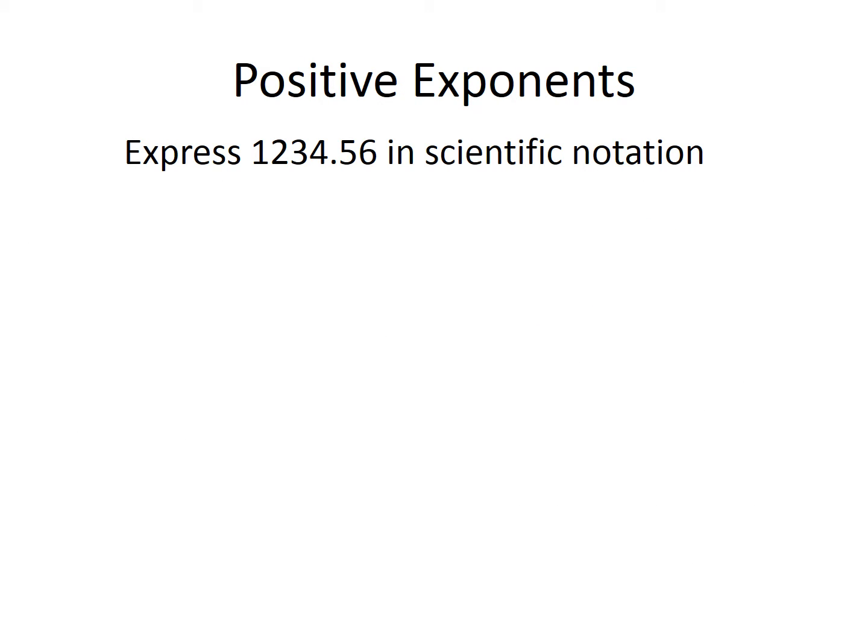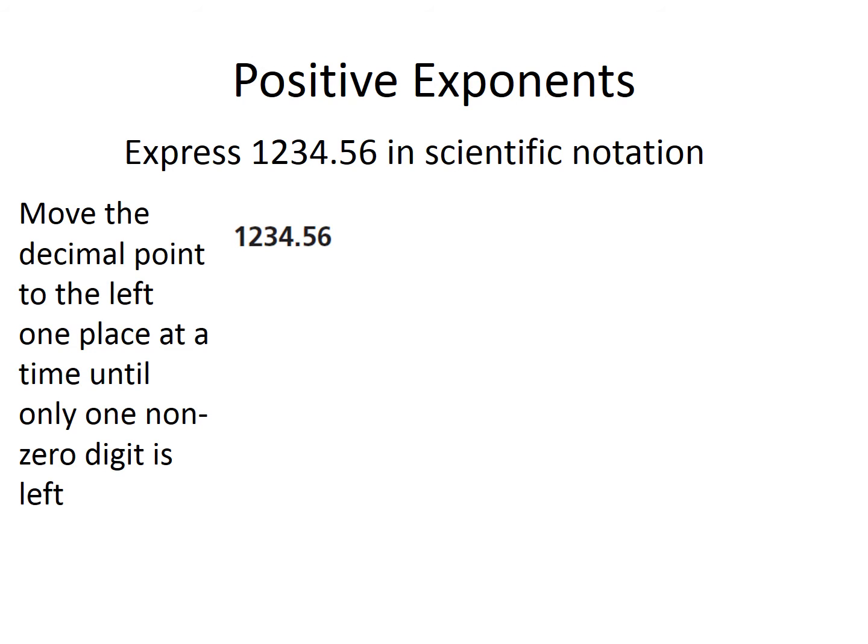Now, if you have a number that is greater than 1, and you need to convert that into scientific notation, you're going to end up with a positive exponent. In this example, I have the number 1234.56, and we want to express it in scientific notation. So we start with the number, and we're going to move the decimal point to the left one place at a time until there's only one non-zero digit left to the left of the decimal point.